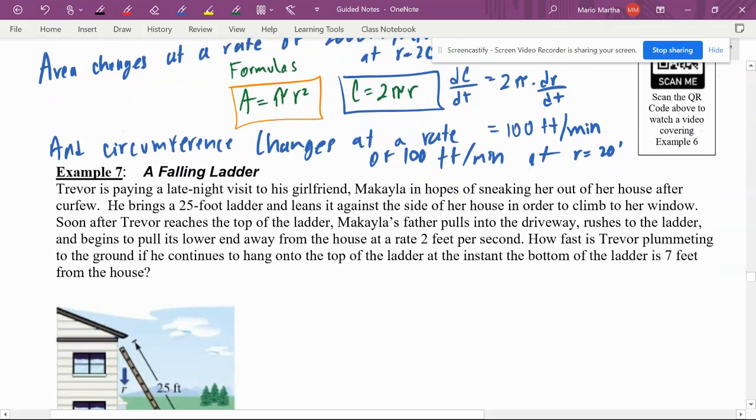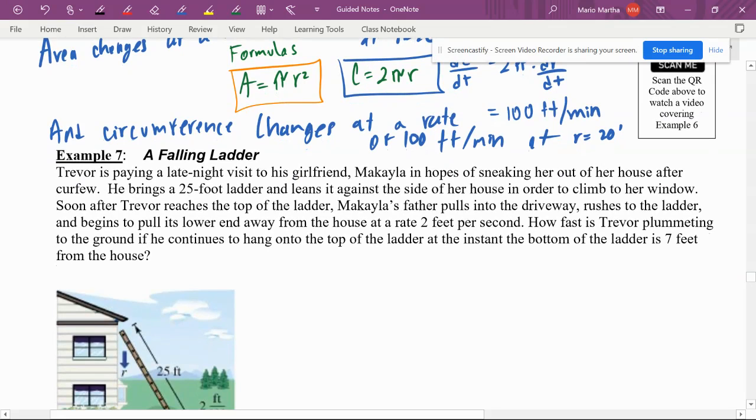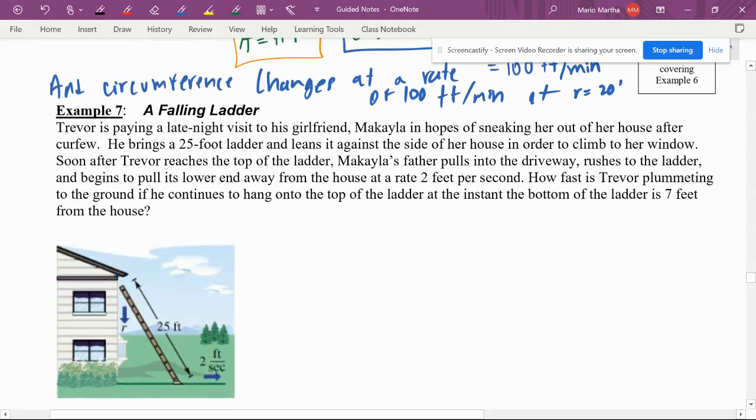All right. So example 7, falling ladder. Trevor's paying a late night visit to his girlfriend, Michaela, in hopes of sneaking her out of the house after curfew. He brings a 25-foot ladder and leans it against the side of the house in order to climb to her window. Soon after Trevor reaches the top of the ladder, Michaela's father pulls into the driveway, rushes to the ladder, and begins to pull its lower end away from the house at a rate of 2 feet per second. How fast is Trevor plummeting to the ground if he continues to hang on to the top of the ladder at the instant the bottom of the ladder is 7 feet from the house?